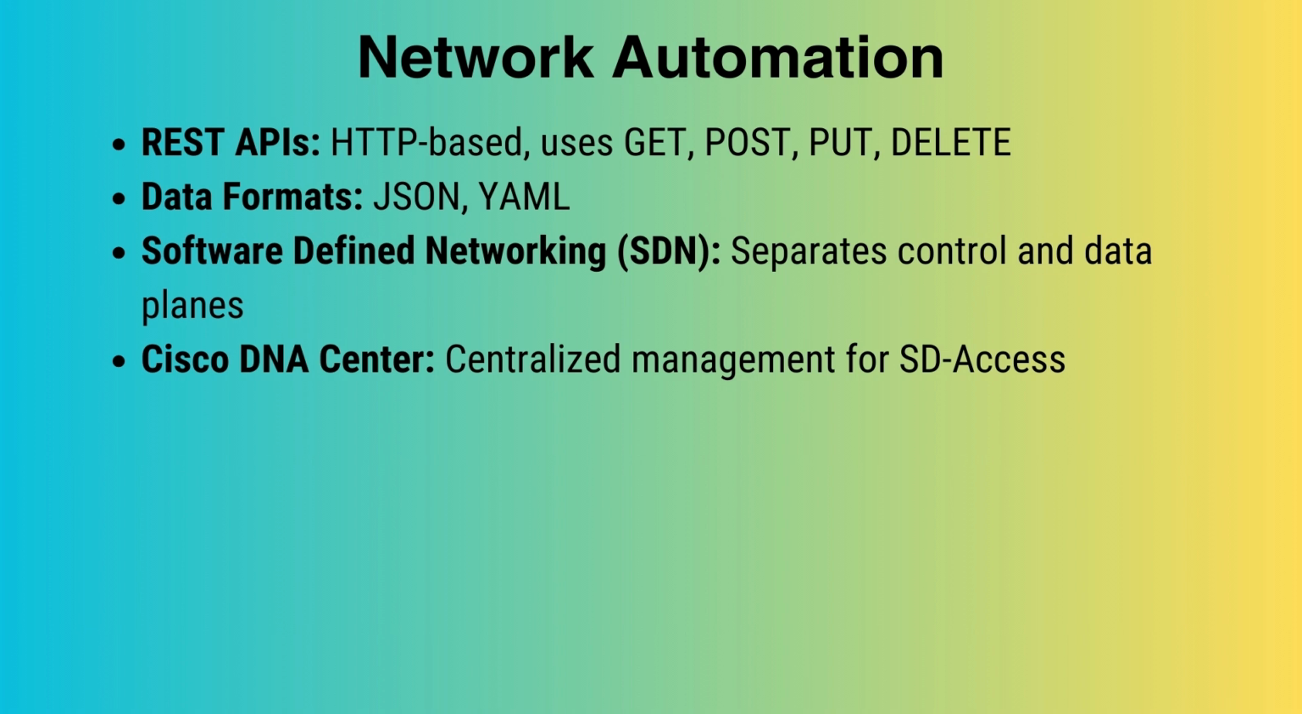Network automation streamlines configuration and management using tools like REST APIs, which utilize HTTP methods GET, POST, PUT, DELETE, and data formats JSON and YAML. Software-defined networking, SDN, separates the control and data planes, allowing centralized network management. Cisco DNA Center provides centralized management for SD access. Understanding network automation, including REST APIs, data formats, SDN, and tools like Cisco DNA Center, is essential for efficient and scalable network operations. Automation reduces manual intervention, minimizes errors, and accelerates the deployment of network services.